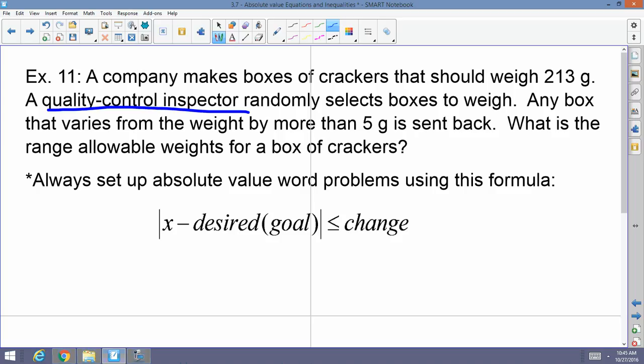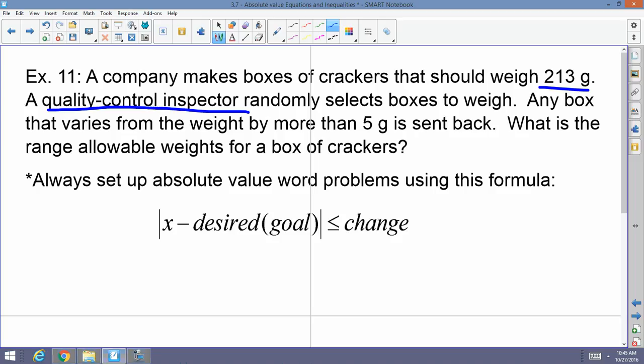So the goal is 213, but if you get a box of cereal that weighs 230, that's way too much. They're not going to give free cereal. They're going to recall that box. They will repackage that cereal. Okay? So any box that varies from weight by more than 5 grams is sent back. What is the range of allowable weights for a box of crackers?